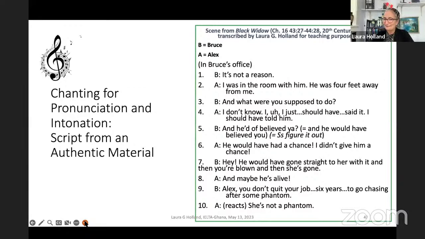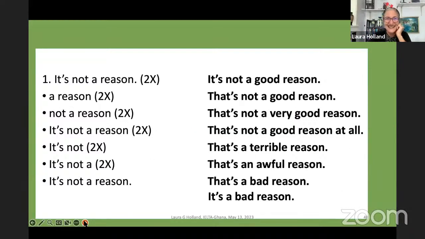She's not a phantom. Okay, so it's one minute of a movie scene, but I have developed about two weeks' worth of materials just from this one scene.